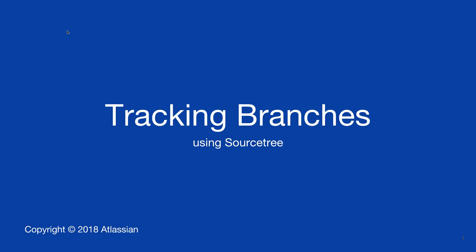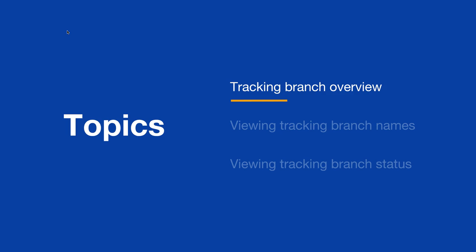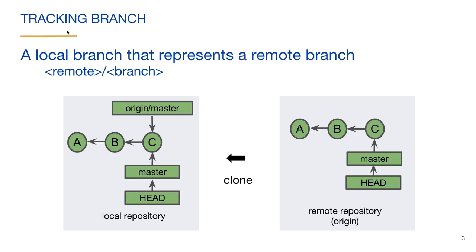This video discusses tracking branches. We will start with a tracking branch overview. A tracking branch is a local branch that represents a remote branch. Locally, a tracking branch name starts with the remote name, then a /, and then the branch name.